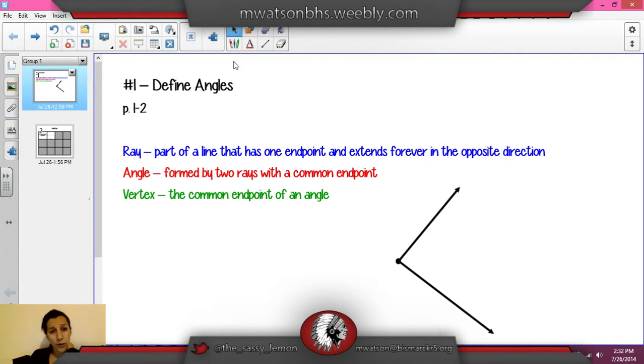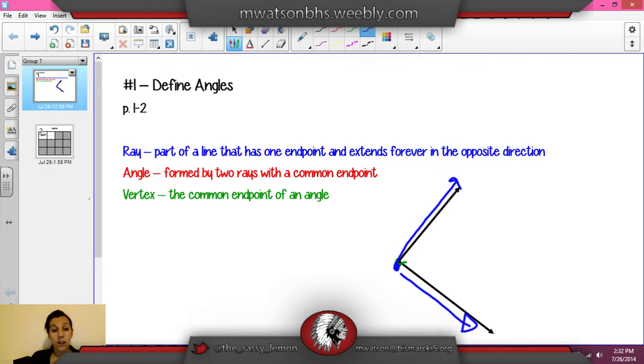So our very first word here is ray. You might remember all 3 of these words from other classes, geometry mainly, but we do need to go over them so that everyone's on the same playing field. So a ray is a part of a line that has one endpoint and extends forever in one direction. So right here we have an example of a ray. And we also have another example of a ray because it has one endpoint and extends forever in one direction.